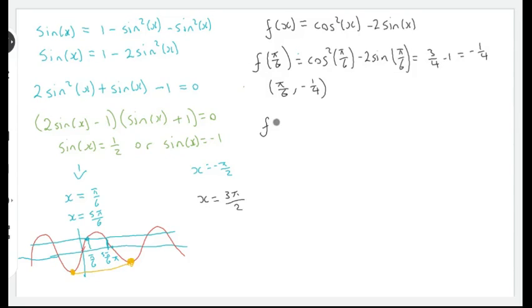Next, I'm going to have f of 5 pi over 6. So that one, what's that going to be?